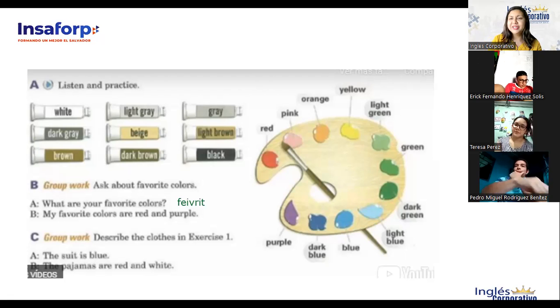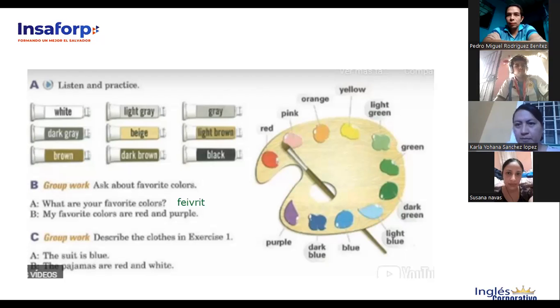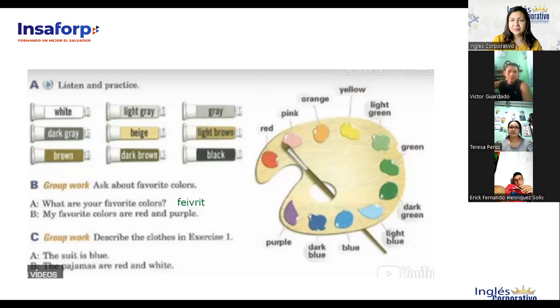Present. What are your favorite colors, Teresa? My favorite color is blue. Dark blue. Only one? Yes. Only one, yes. Okay, your favorite color is dark blue. Victor Manuel Guarda. My favorite color are light blue and black. Light blue and black. William Alfonso, no está conectado.